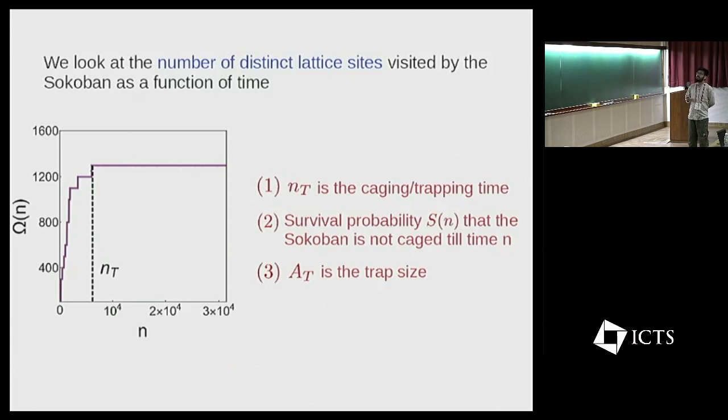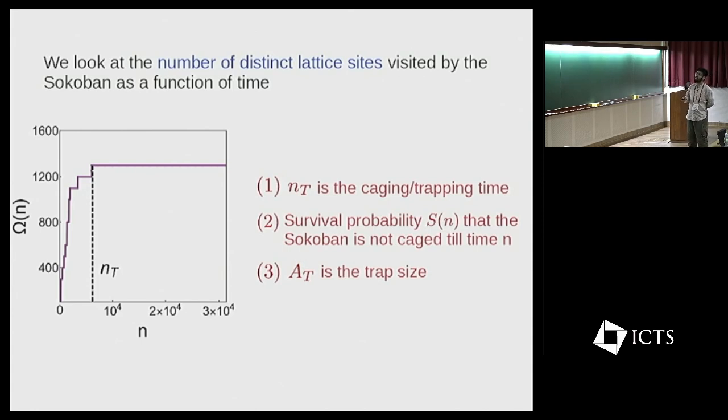So to answer these questions, we looked at the number of distinct sites visited by the Sokoban as a function of time. This is a non-negative function of time. It's plotted here. It can either remain constant or increase by 1 unit. And if the walker gets confined, then this should saturate to some finite value in the large time limit.